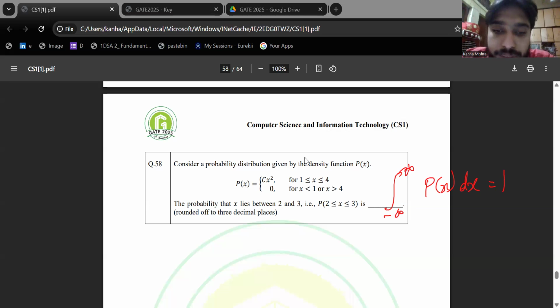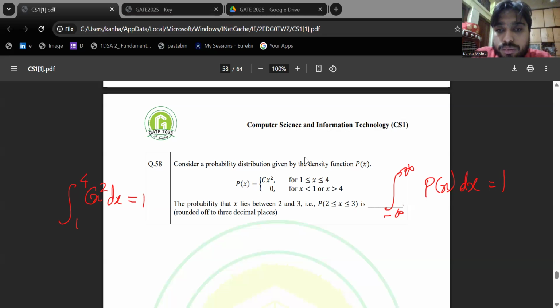Normalization constant. A probability distribution function is given in a parameterized form like cx square here, where c is the constant and must be determined so the total probability over the valid range is equal to 1. So if I write this, the integral from 1 to 4 of cx square dx should be equal to 1, as I said.